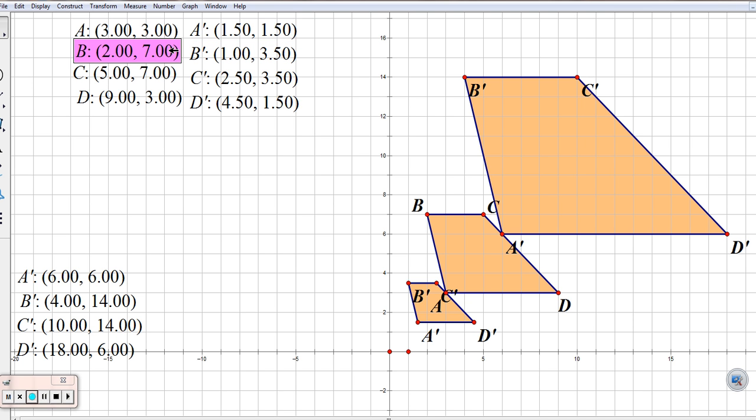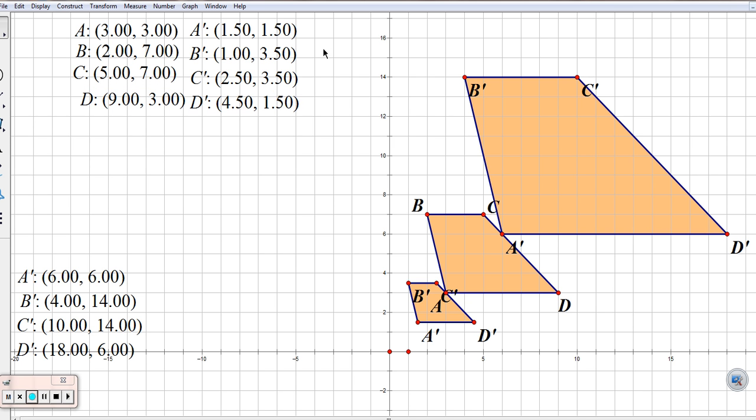That's right. So how about B and B prime? 2 goes to 1 and 7 goes to 3.5. We multiplied by 1/2, or took half of our number. C and C prime, again, we took half of our x and y values from our pre-image to get our image. And the same thing happened for D and D prime.